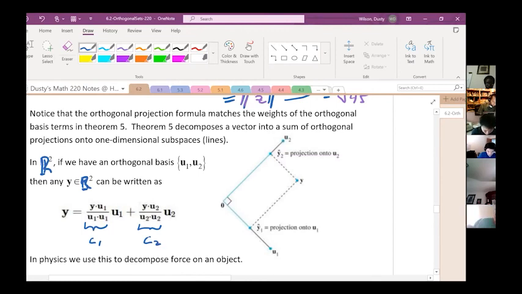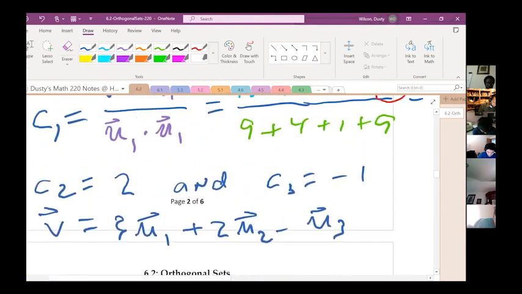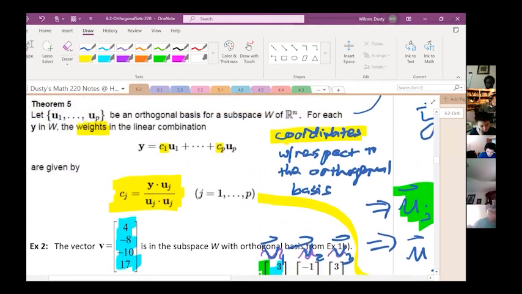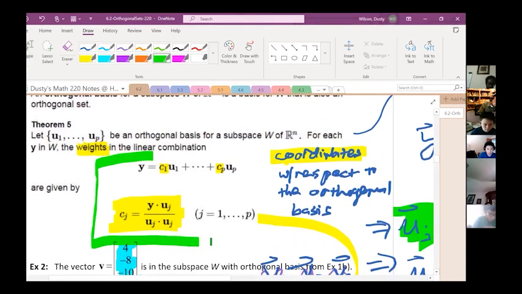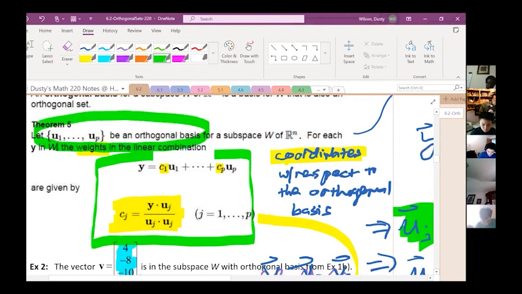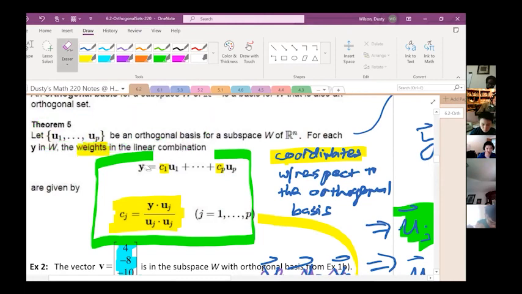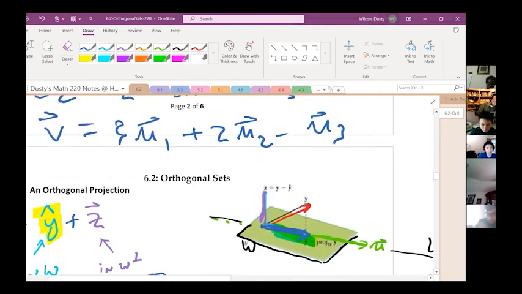Let's scroll back so you can just remember what I'm talking about. Right here. Here was Theorem 5. It's saying that y was equal to c1 u1 plus dot dot dot plus cp up, where those u1 to up are an orthogonal basis. And our formula for those weights was y dot uj over uj dot uj. I hope this does connect back into physics and to other places. Okay. Back in the present.